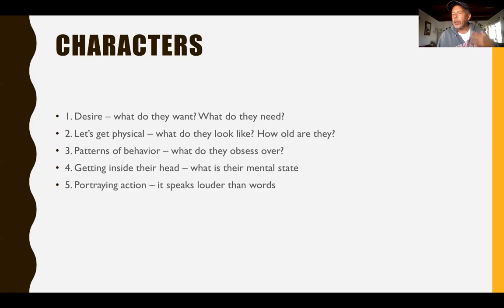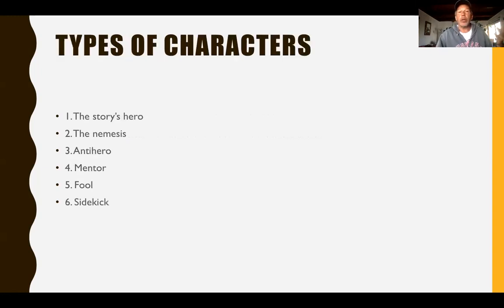So I want to start getting you into this mindset of while the story is about you, your supporting cast also makes a big difference in your story. So you need to think about that. There are different types of characters. There's the story's hero. Presumably that's going to be you in your memoir. There's a nemesis. That's the person you could be doing battle with.